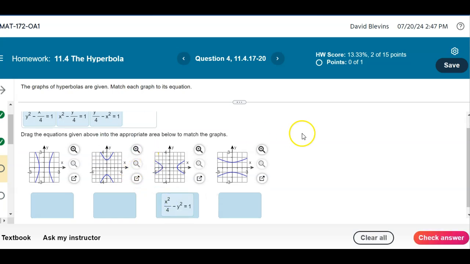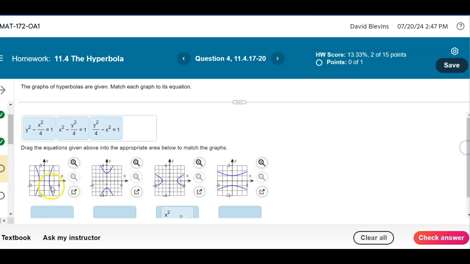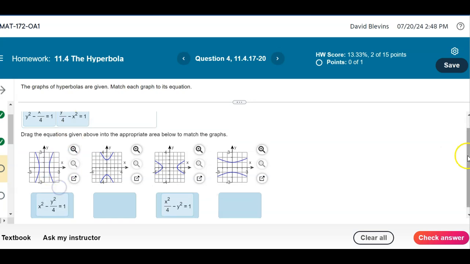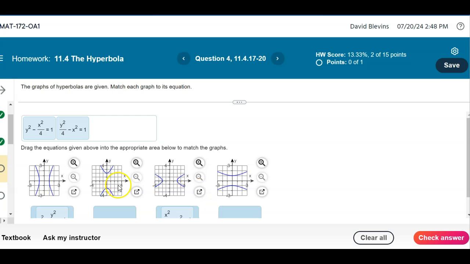Right, and then that means if you go back up and look at it, this one opens left and right. It has to lead with an x squared. That's got to be that one. Right, and then likewise I can do the same thing for the ones that open up and down. This one's opening up and down, so it has to lead off with a positive y squared.